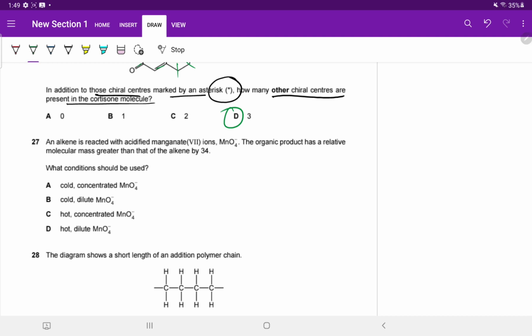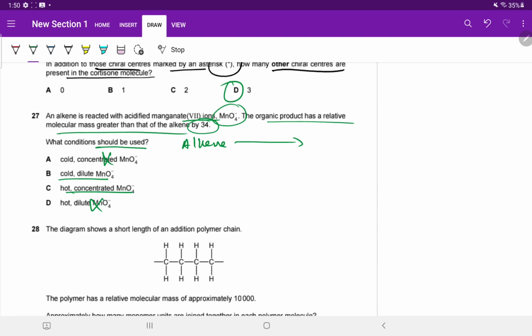Now question number 27. An alkene is reacted with acidified potassium permanganate ions, MnO4-. The organic product has a relative molecular mass greater by 34. Which conditions are required? So we know an alkene can be oxidized in 2 ways. One is with hot concentrated KMnO4 and another is with cold dilute MnO4- ions. Okay, so A and D are already wrong because they won't do anything.